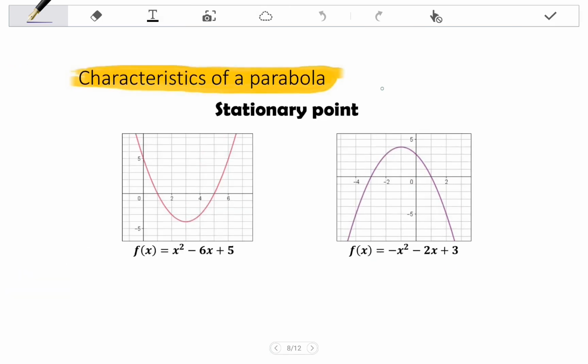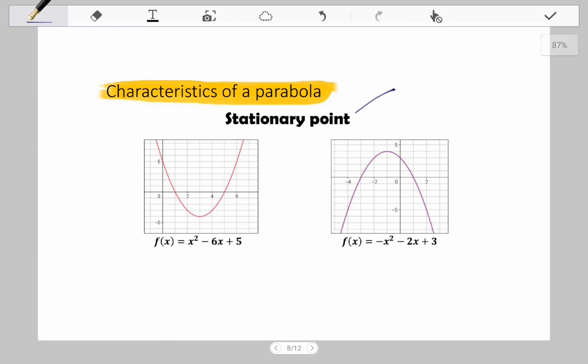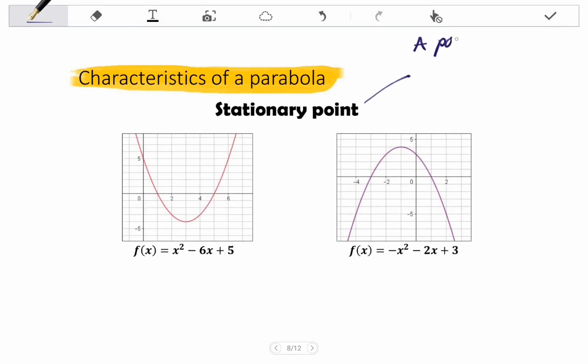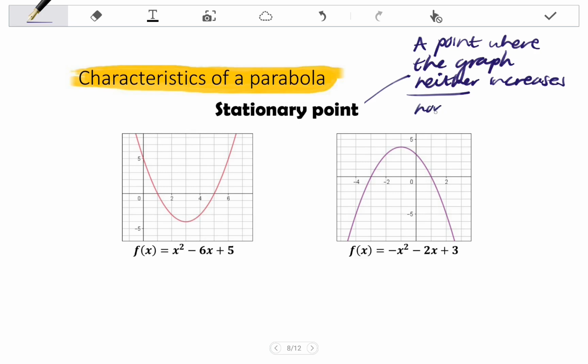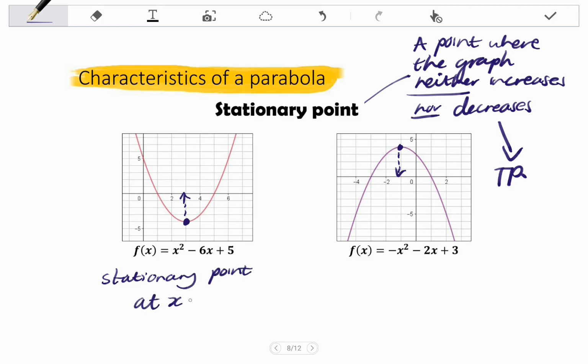Now each parabola also has a stationary point. Now this is a point where the graph neither increases nor decreases. This occurs at the turning point. Okay, so I have a stationary point there and a stationary point there, and we can refer to them relative to the x values. Okay, so this graph has a stationary point at x equals 3, and the second graph has a stationary point at x equals -1.